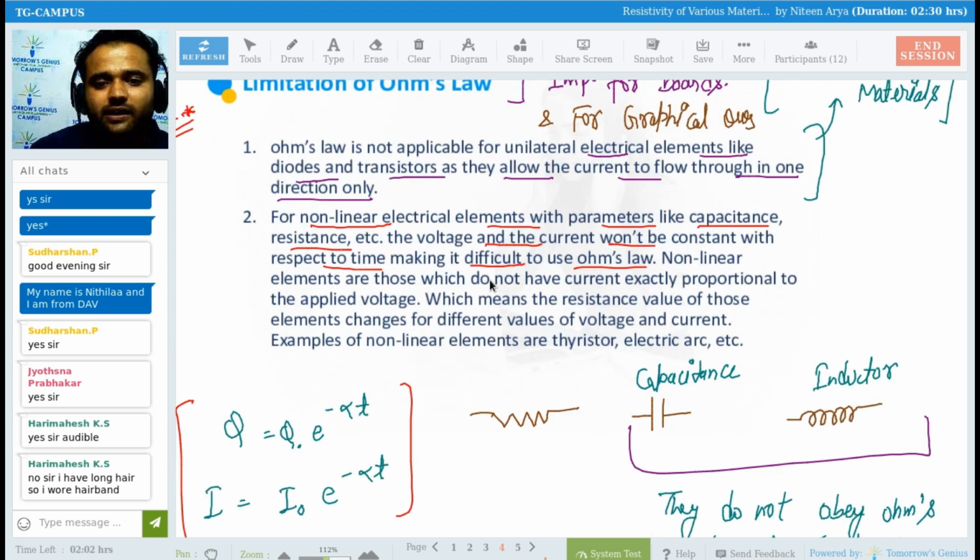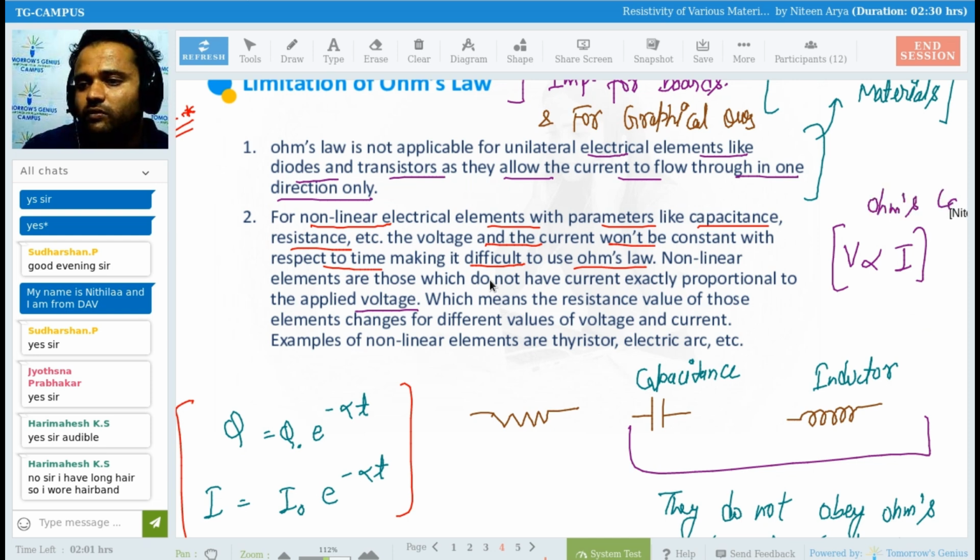So non-linear elements are those which do not have exact proportionality to applied voltage. What is this written over here? As we know, V equals IR. This is your Ohm's law. So any particular element or material in which this potential is not directly proportional, that particular element or instrument, for example capacitance and inductor, is known as non-ohmic or non-linear, or they do not obey Ohm's law. Clear? Which means the resistance value of those elements changes for different values of voltage and current.